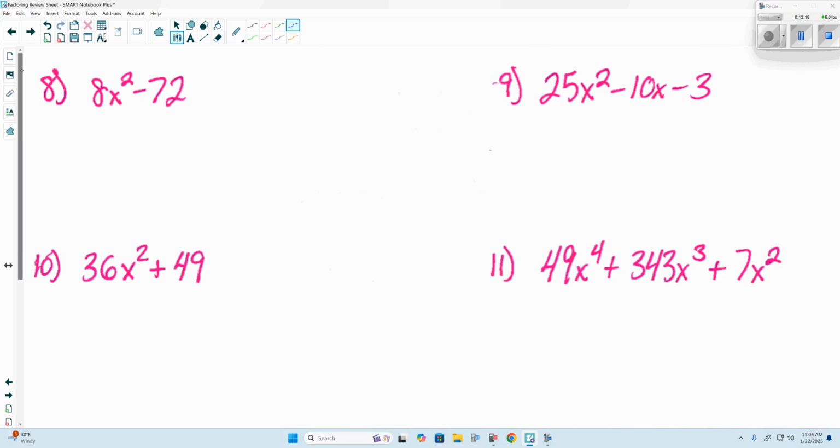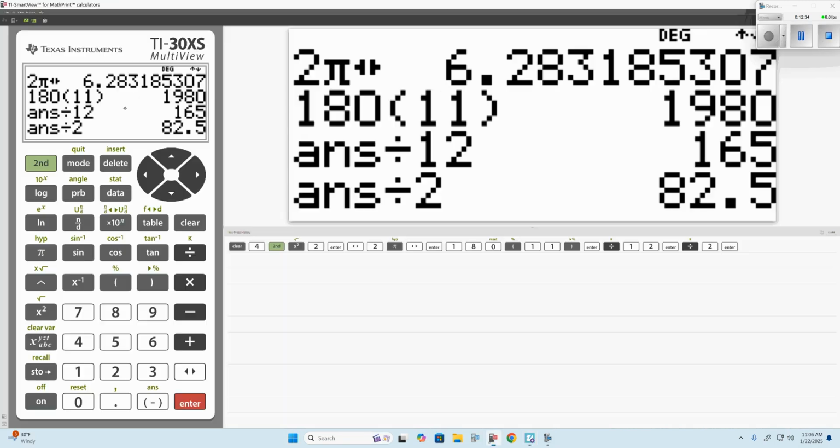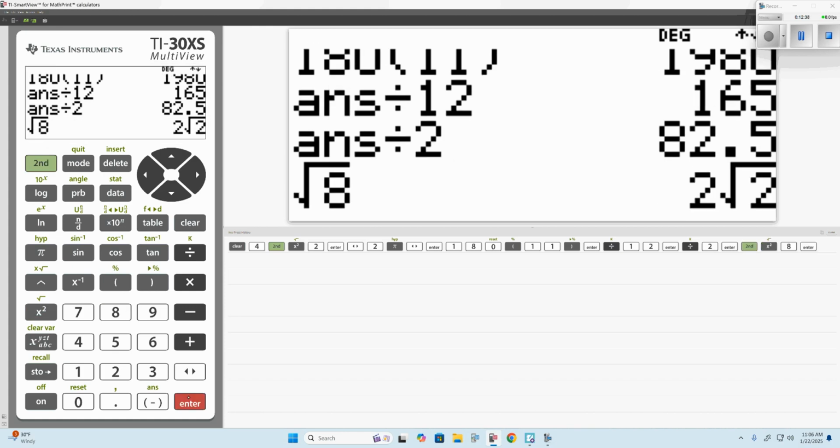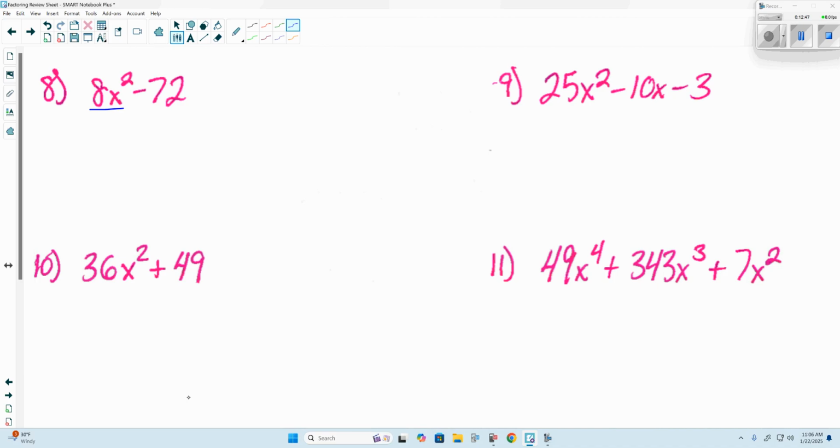Okay, let's look at 8 next. 8x squared minus 72. We have two terms, we have x squared, yes? Subtraction, so there's a good chance it's a difference of two squares. What times itself is 8? Another way we could is check if we can take the square root of 8. Is there a square root of 8? 2 square root of 2. Okay. Let's look back at this.